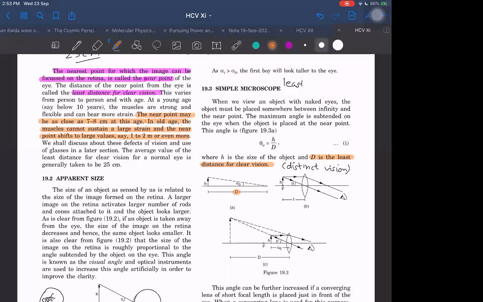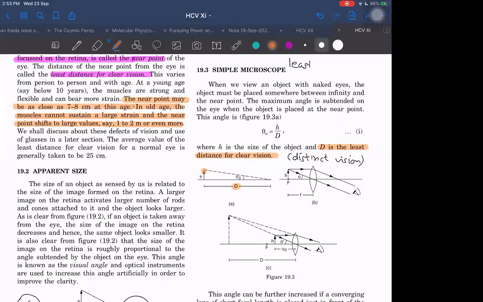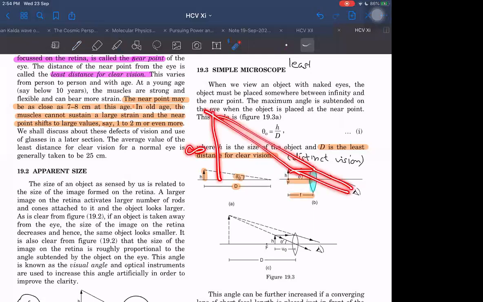Now you see this D distance here. This is H, the height, and the angle subtended is theta naught without the help of any lens. But now I'm using this lens here. After I use the lens, I'm able to bring the object even closer to my eye, up to f distance. F is the focal length of the lens. And with the help of that, the rays will appear to be coming from what place? These rays are appearing to be coming from infinity.